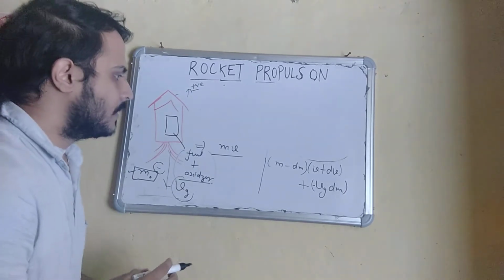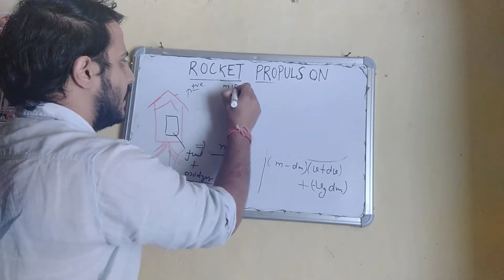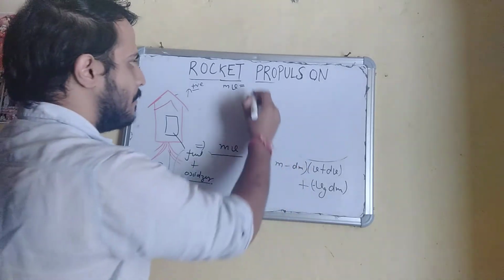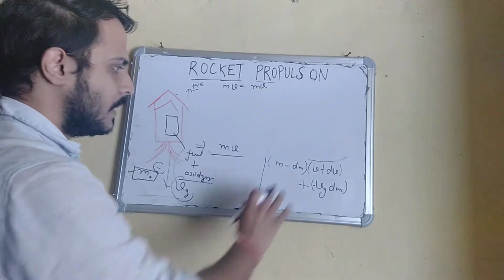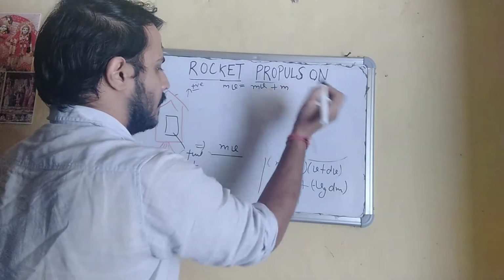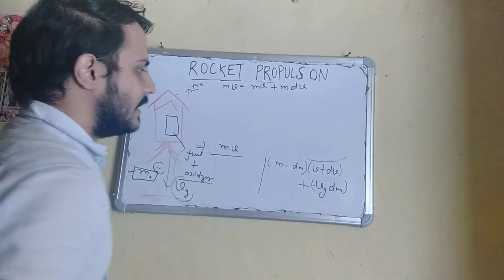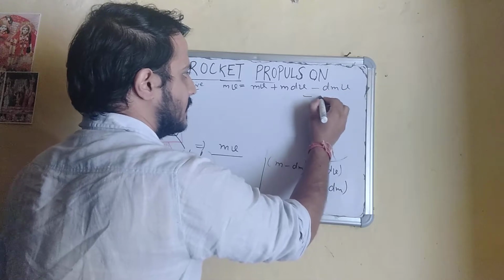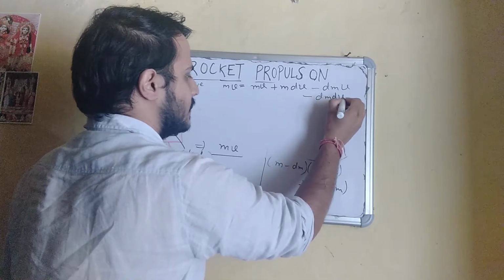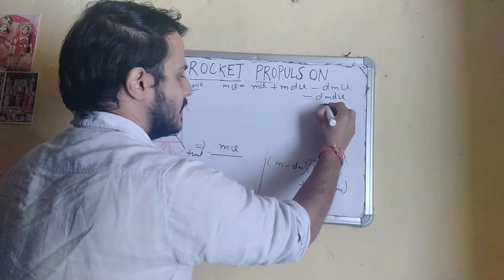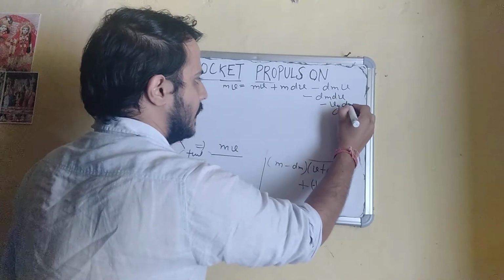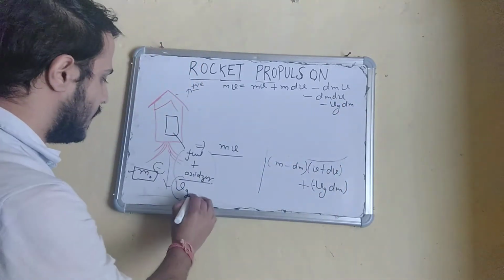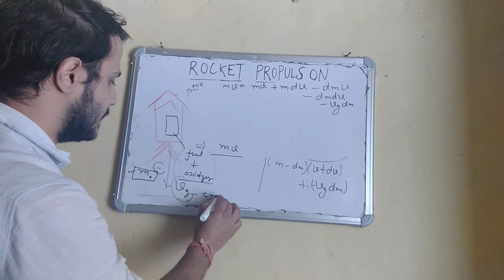Just look into that. The equation is now mv is equal to m into v plus m dv, and after that it is minus dm v minus dm dv. Just multiply किया है and minus Vg dm. Vg का मतलब है velocity of ejected gases.